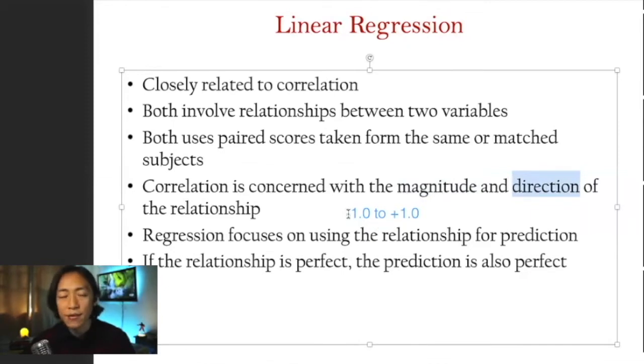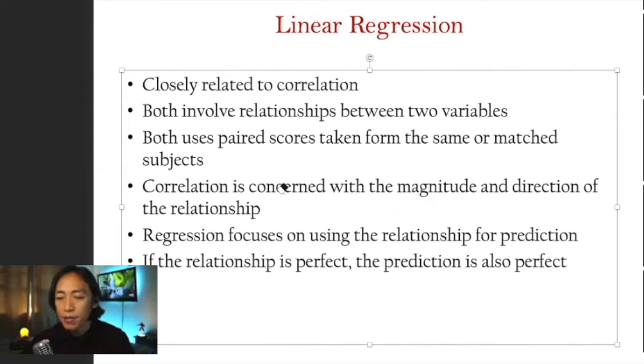If it's negative, there is a negative relationship, meaning the increase in one variable coincides with the decrease of the other variable, and vice versa. Or it might be positive. If the sign is positive, that indicates a positive relationship, which is when the increase in one variable also goes along with the increase in the other variable, and vice versa.